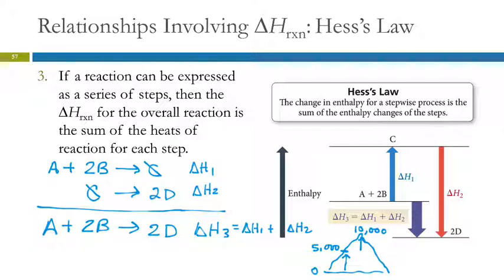This works because delta H is a state function. It doesn't matter how you got there. It's just the difference between where you are now and where you came from. So if you do multiple reactions, or if you do this one straight out without anything in between, the change in energy is the same regardless. Any questions?